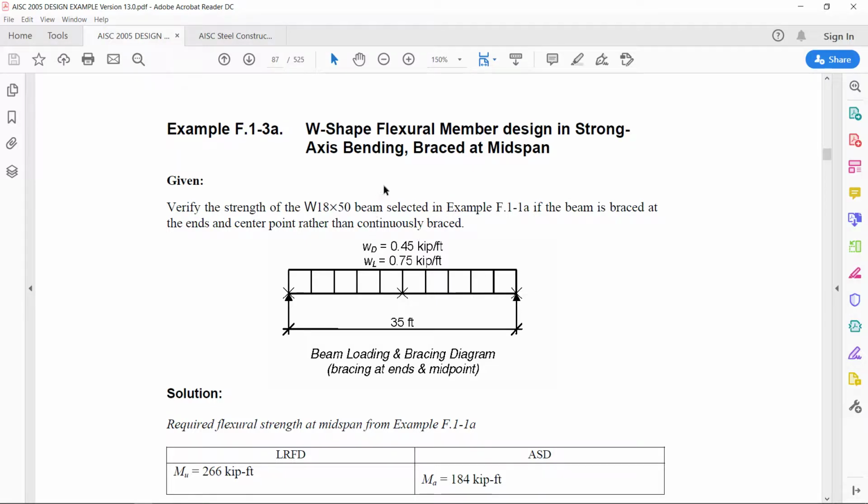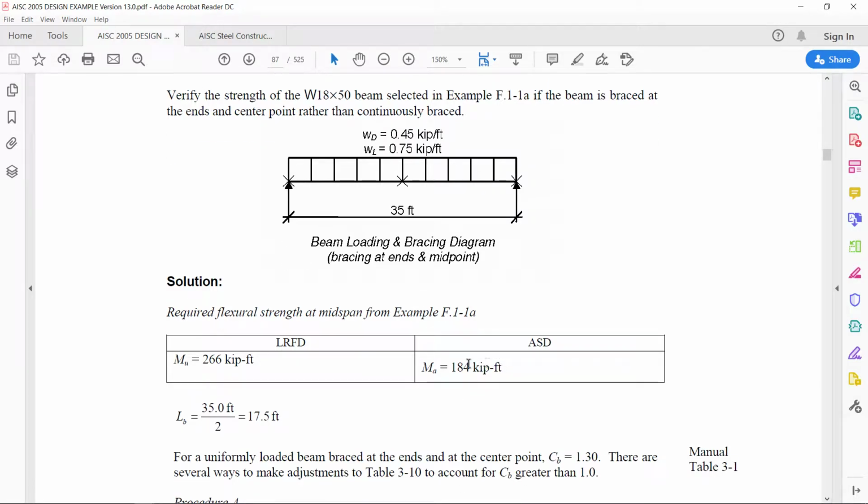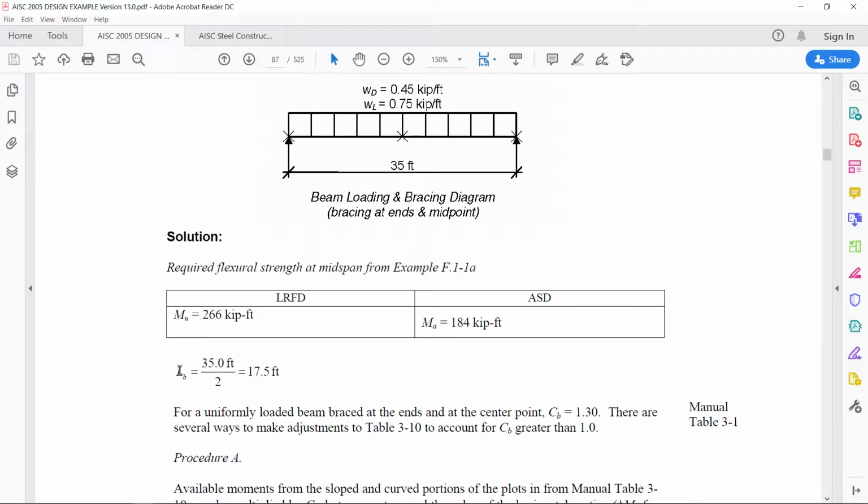Now here you can see that we are going to discuss W-shape flexural member design in strong axis bending braced at mid span. Same problem, this is W18x50, the span is 35 feet and it is braced at the central point. Now from our previous calculation we know that the applied bending moment was 184 feet. Now the unbraced length is half of the span, that means 17.5 feet.